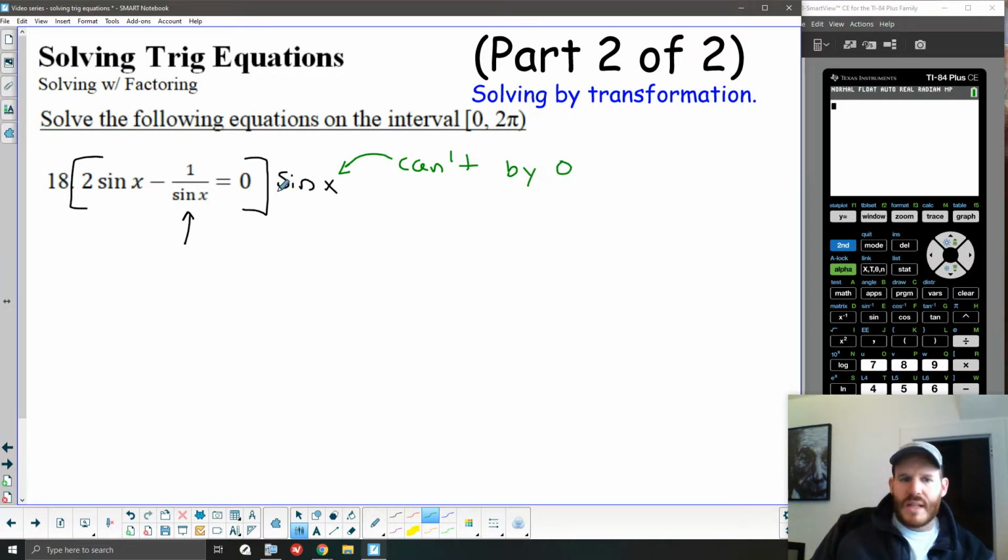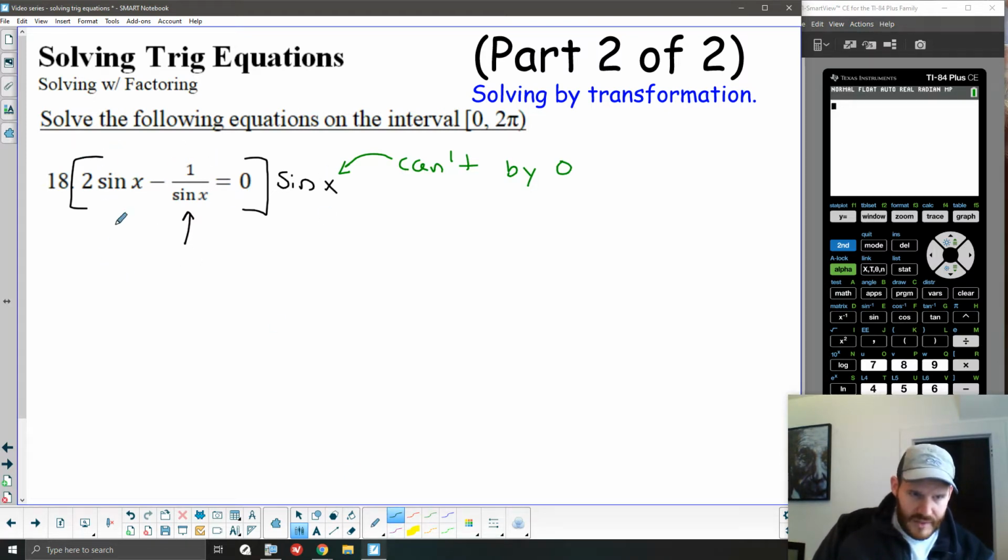So I have to satisfy myself in understanding that sine x could never be 0, but I'm guaranteed of that because if I look at this expression, if sine x were equal to 0 here, then this term would be undefined. So I'm going to proceed and go ahead and multiply by sine x. But if I do wind up with a solution for which this sine function would be 0, I'd have to reject that answer.